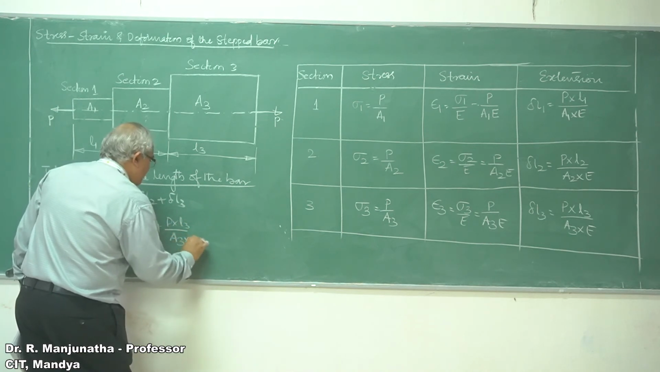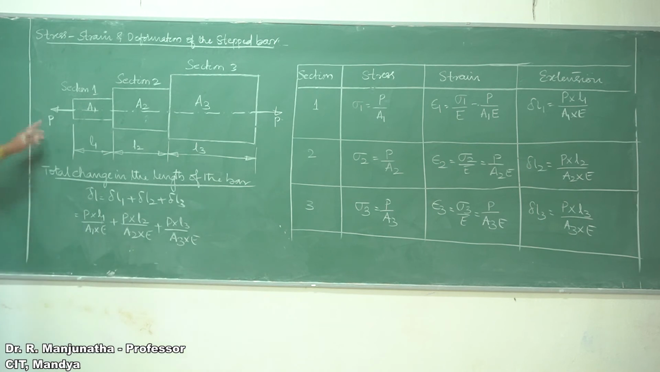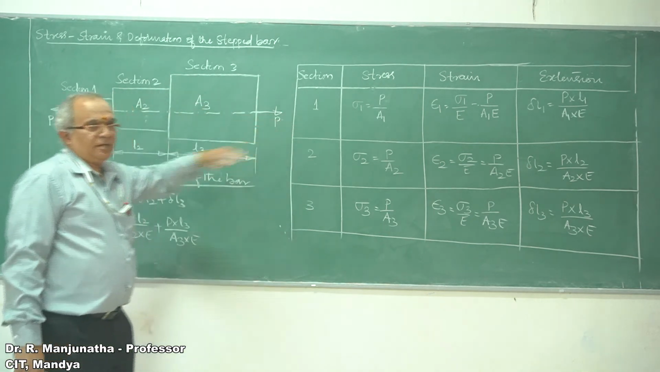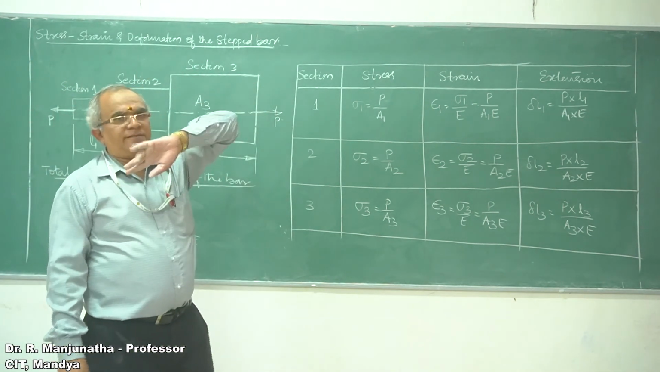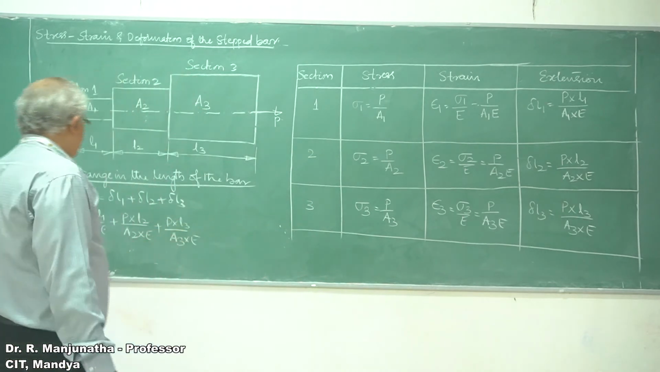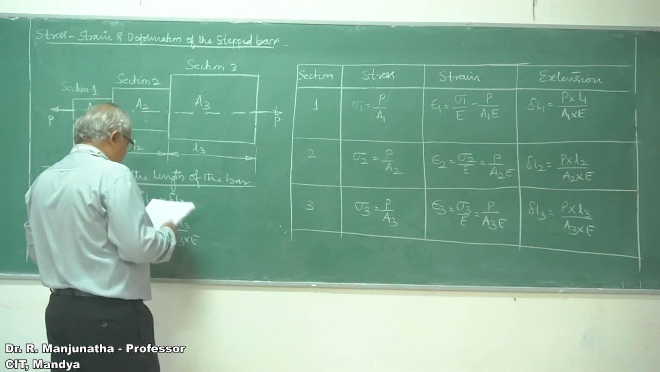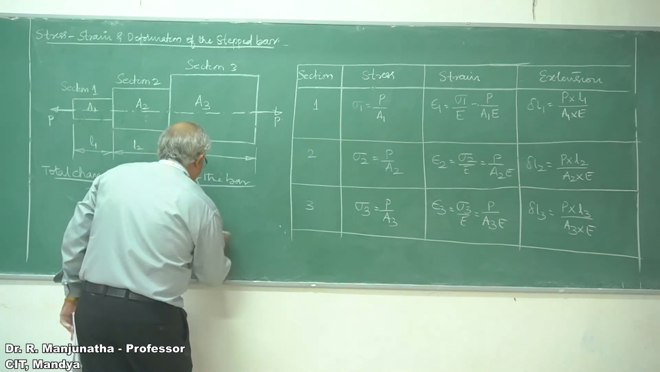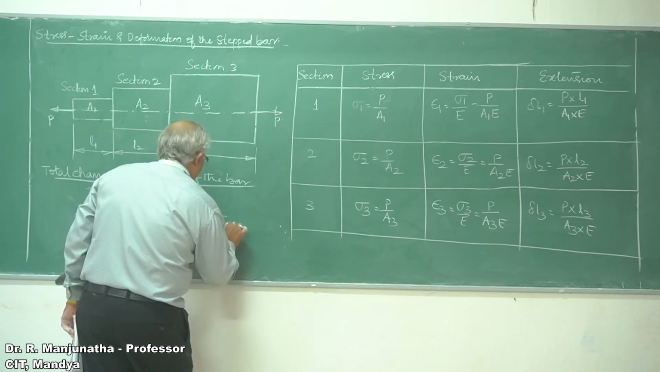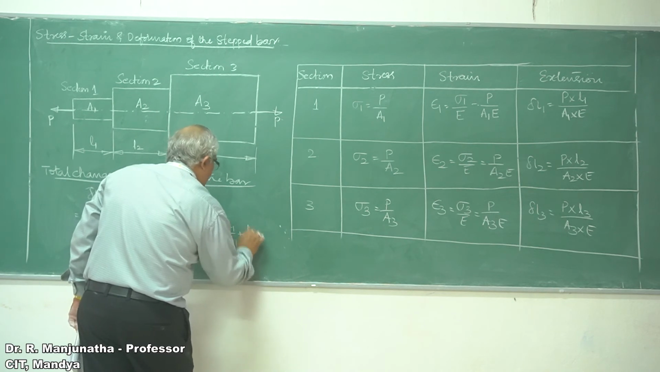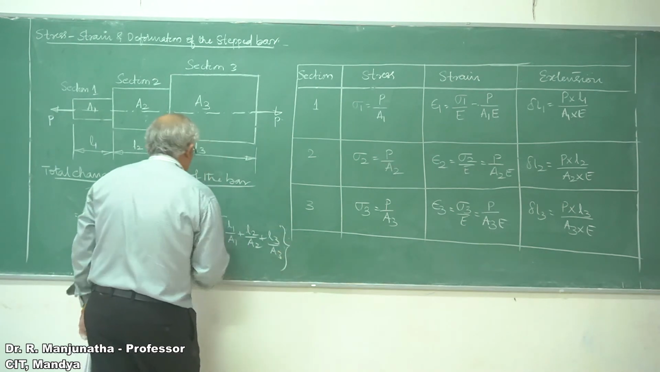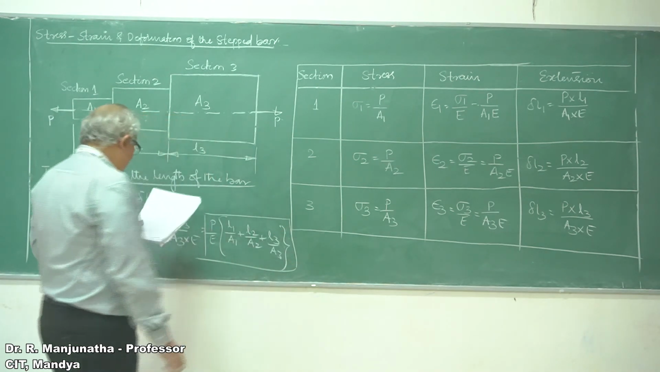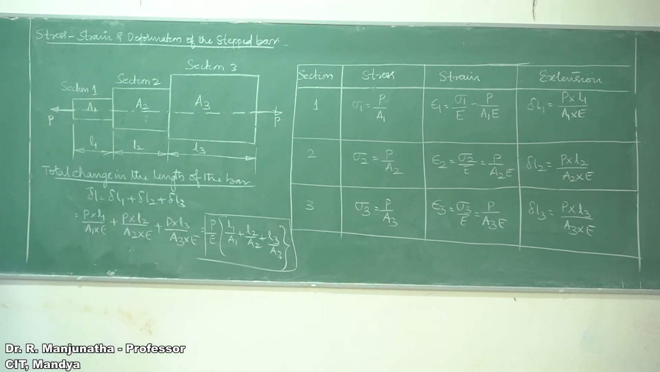Now what we have is the common factor, because the load is the same at each cross section which has been applied the tensile load, and also the Young's modulus of the material. Since the stepped shaft has uniform material, the same material, E is going to be the same, so that will be equal to P by E into L1 by A1 plus L2 by A2 plus L3 by A3. So this is going to be the final expression for the total member.